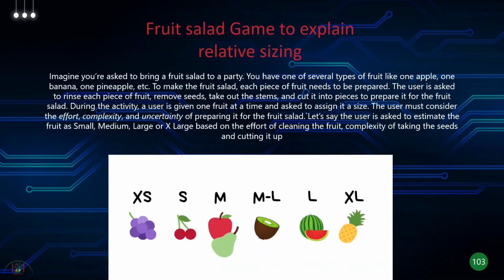So there is something called a fruit salad game, right? And I'm going to use this game to explain what relative sizing actually means. So imagine, you can see there's a fruit salad. There's some grapes, cherries, apple, pears, pineapple, watermelon. So let's say you've come to a party, right? And you've brought a fruit salad, and you have different kinds of fruits. You have an apple, you have banana, pineapple, many kinds of fruit to make the fruit salad.